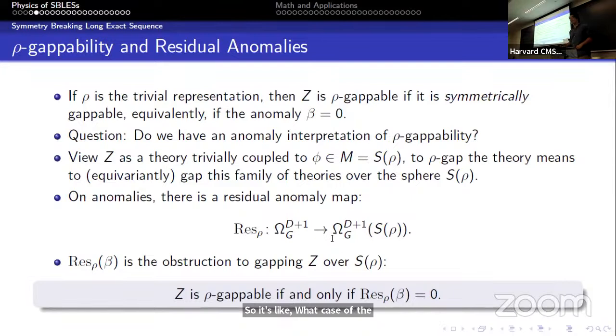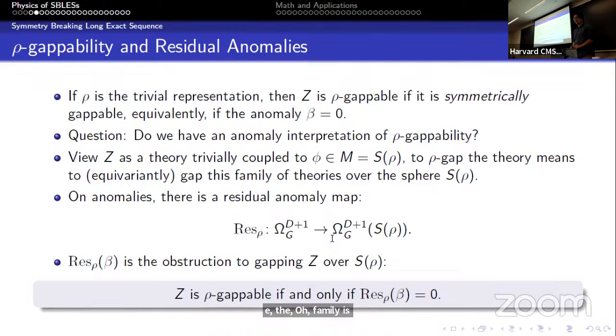Yeah. But it's a little bit subtle because G kind of acts on the sphere. This sounds like fancy technology, but it's basically just this. If the left hand side classifies D plus one dimensional SPTs with G symmetry, what do you classify on the right hand side? The D plus one dimensional SPT families of SPT over S of rho.